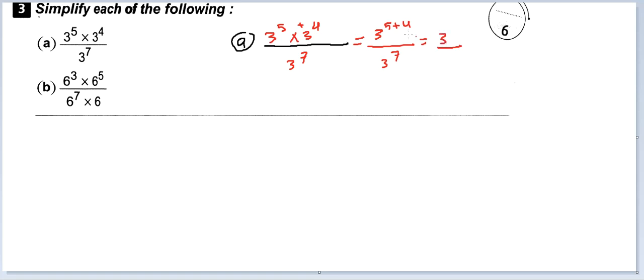3 to power 5 plus 4 equals 9, and here is 3 to power 7. We can simplify. We can say 3 to power 9 minus 7. Here it is divided, so 9 minus 7 equals 2. So the final result equals 3 to power 2 equals 9.